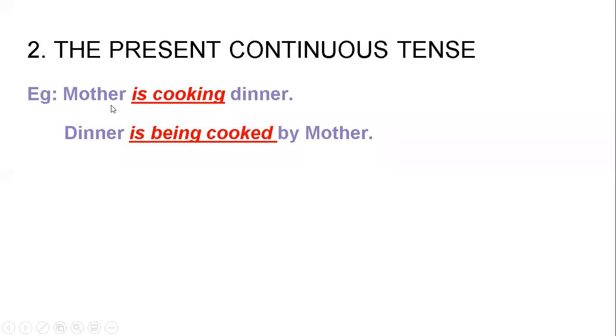And then there is no pronoun here. Mother is written there. So lucky for you, you don't change the pronoun, you just write mother there. Then you change the verb form. It is in the present continuous tense, is cooking. So you write is being cooked. Okay, so mother is cooking dinner changes to dinner is being cooked by mother.